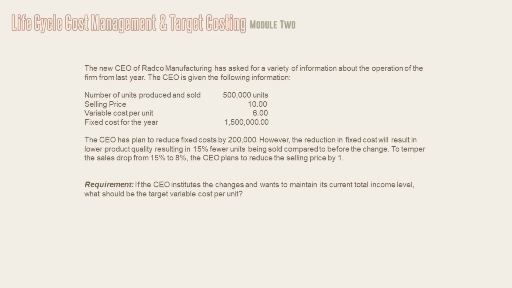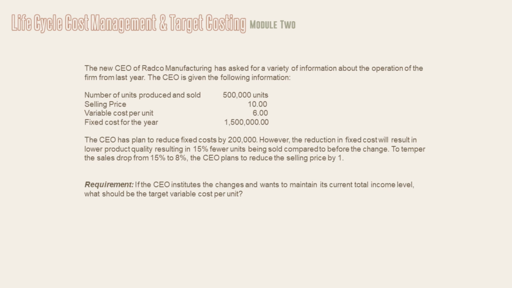So for problem number 1, the new CEO of Radco Manufacturing has asked for a variety of information about the operation of the firm from last year. The CEO is given the following information: number of units produced and sold, 500,000 units, selling price is 10, variable cost per unit is 6, fixed cost for the year is 1,500,000. The CEO has planned to reduce fixed costs by 200,000.